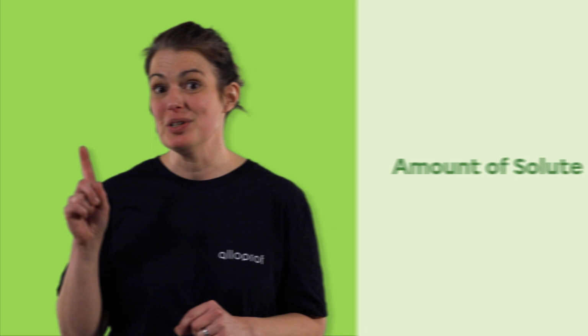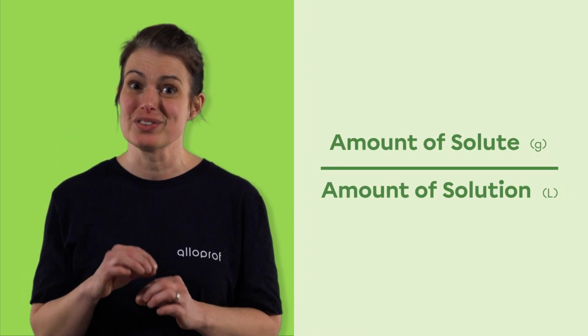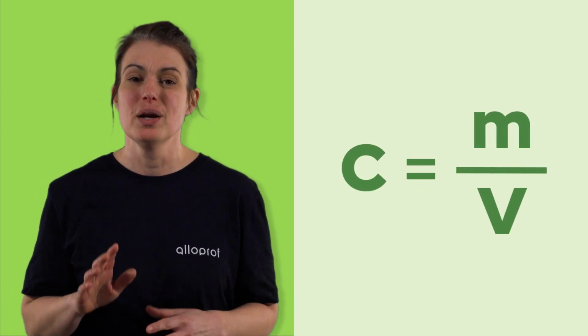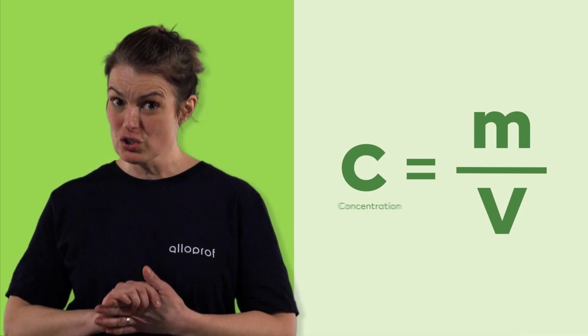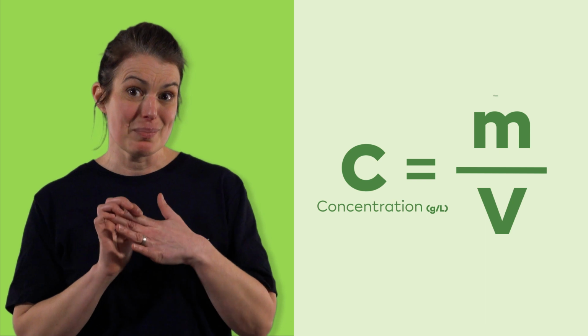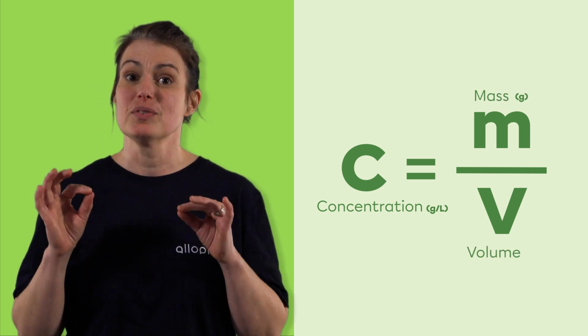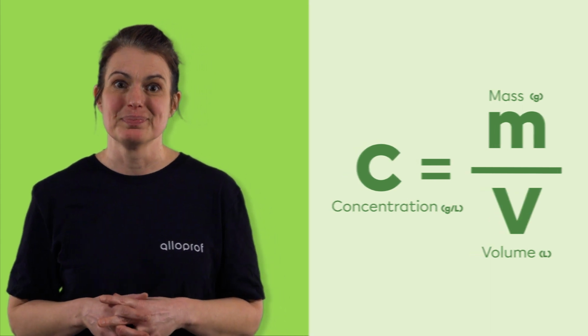Concentration of a solution in grams per liter is the ratio between the amount of solute in grams and the total amount of solution in liters. It is calculated using the formula C equals m over V, where C represents the concentration of solution in grams per liter, m represents the mass of the solute in grams, and V represents the volume of solution in liters.